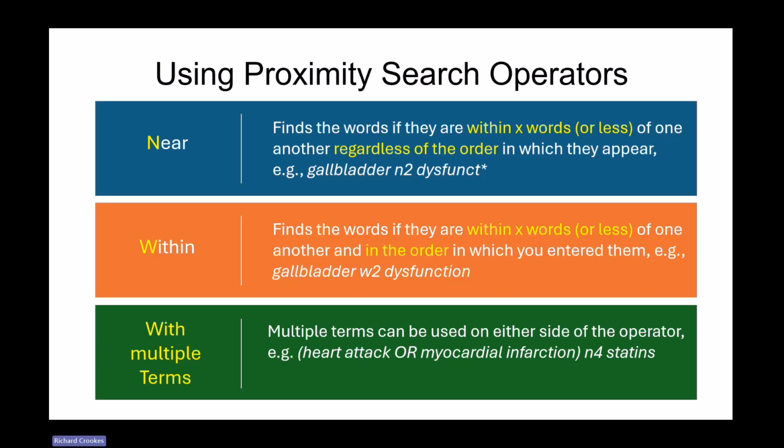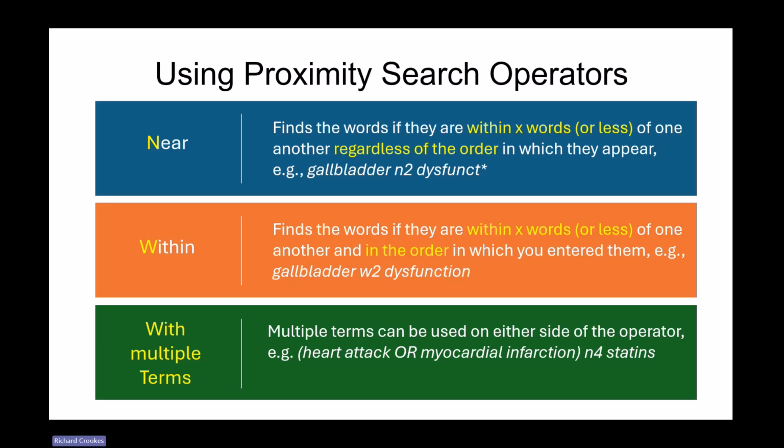So for example, gallbladder N2 dysfunction or dysfunctional, and I've truncated there, so it could be either one, then that would find gallbladder within or near 2 words or less of dysfunctional or dysfunction, or dysfunction or dysfunctional near 2 words or less of gallbladder. Okay, so again, you'd be quite creative in how you use them.